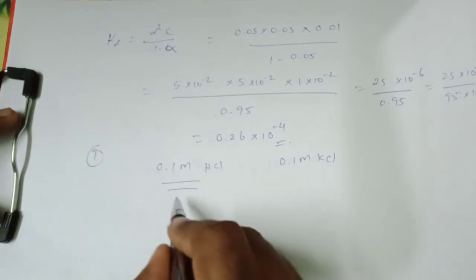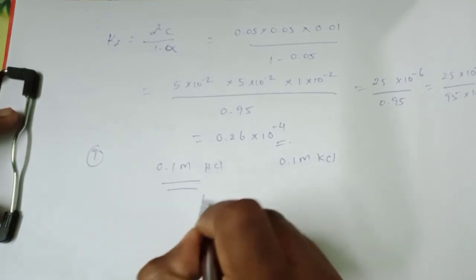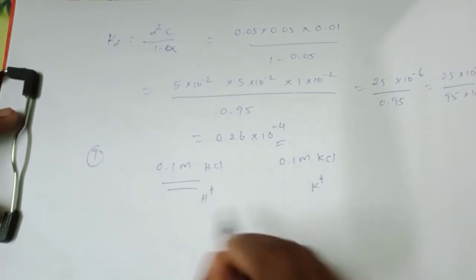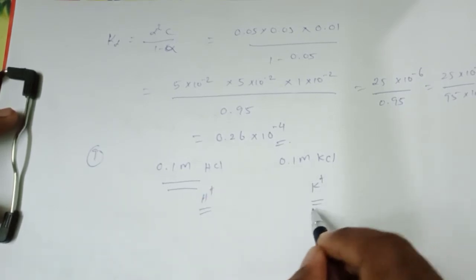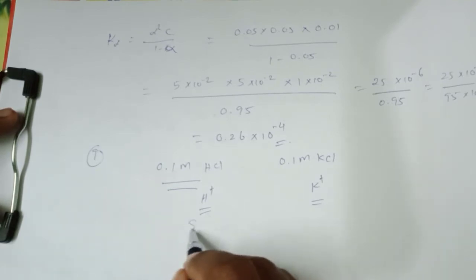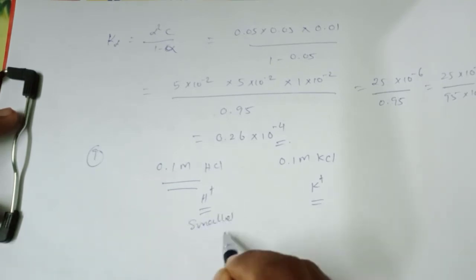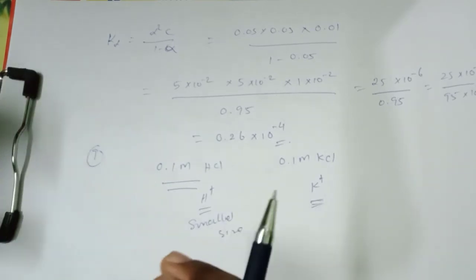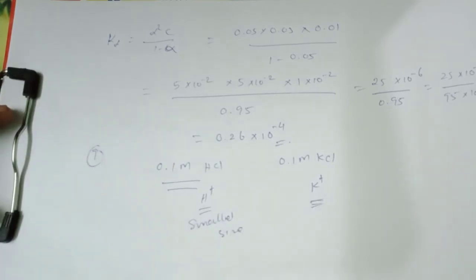The reason is that when you compare the ions, here we have H+ ion and Cl-, here K+ ion and Cl-. Cl- is common. The difference is only H+ and K+ ion. The H+ ion is smaller in size compared to the size of the K+ ion. When the size of the ion is smaller, the mobility will be more, so conductivity will be more. That is the reason.